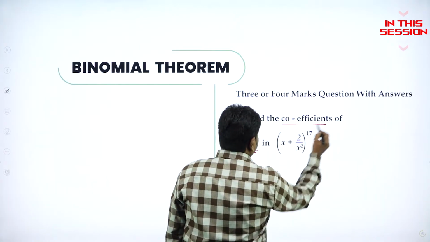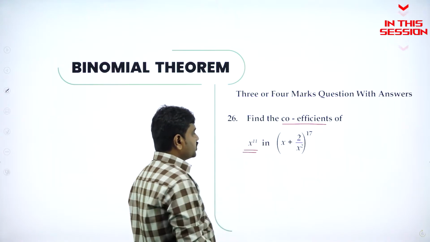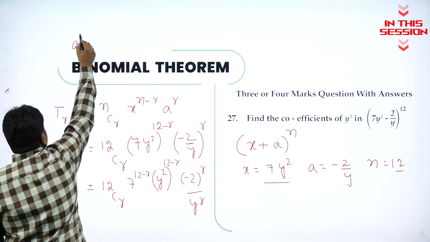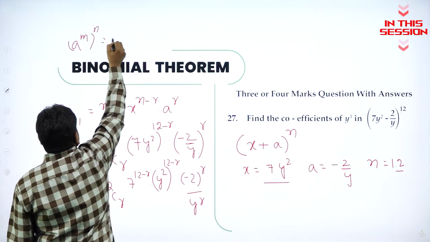Now, find the coefficient of x power 11 in (x plus 2 by x square) power 17. See, I am multiplying. All of you know (a power m) whole power n. If you have (a power m) whole power n, you can write a power m into n.